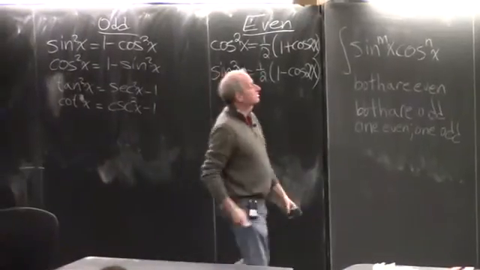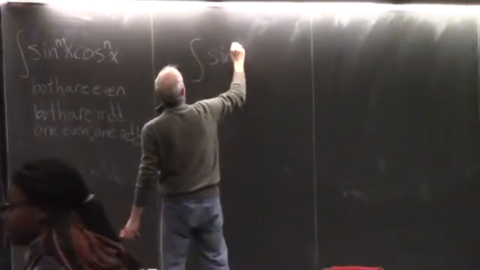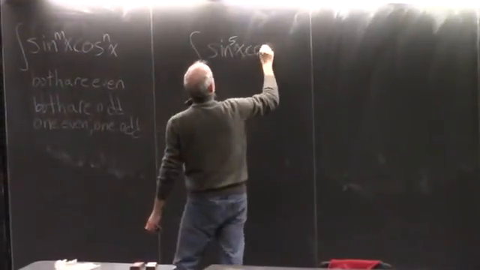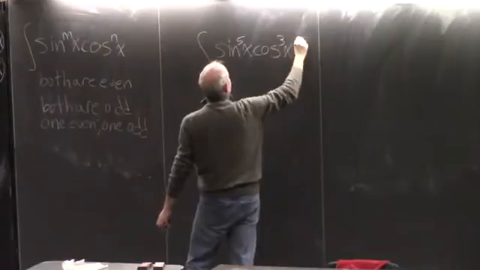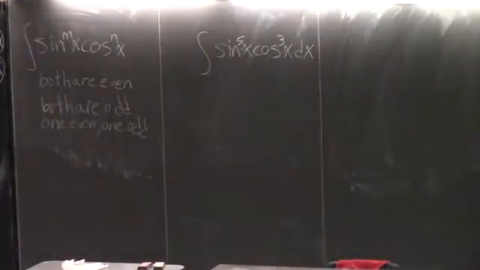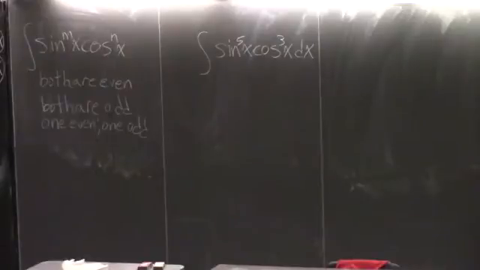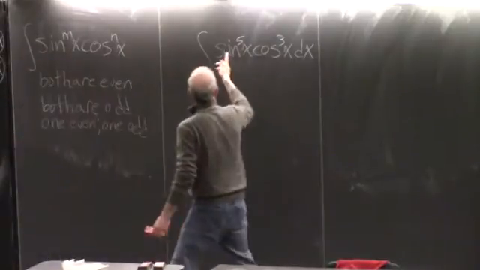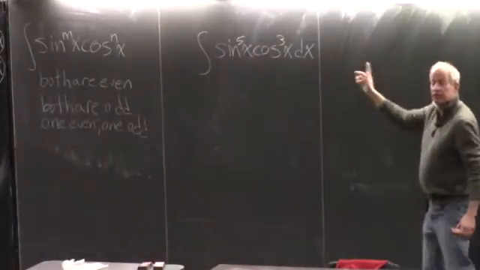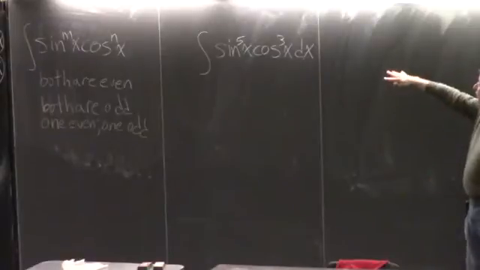So let's do some of each flavor. So let's say I have sine to the 5th x cosine cubed x dx. So notice they're both odd, okay? So when both powers are odd, you're going to end up using one of these trig substitutions. Now the truth is you could substitute for either one, but since cosine cubed is a lower power than sine to the 5th, let's rewrite the integral and work on cosine cubed.